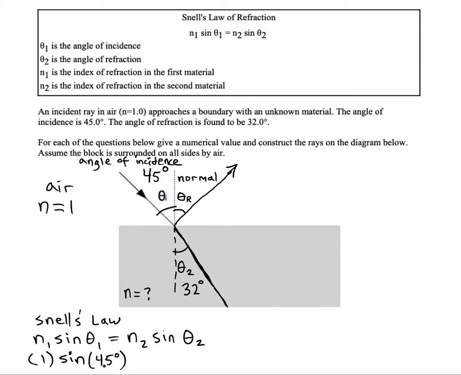So the left side of this is all for the beam traveling in air, and the right side is going to be for it traveling in this block. n2 is what we're trying to find, and we know that the angle of refraction is 32 degrees. Alright, so let's label these n's as n1 and n2. And using algebra, we can determine that n2 is approximately 1.33.